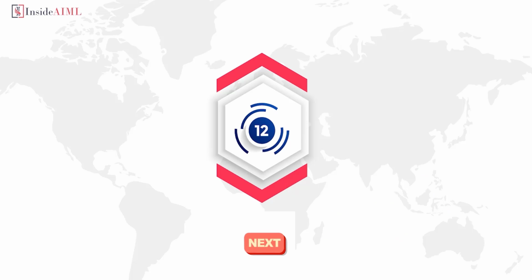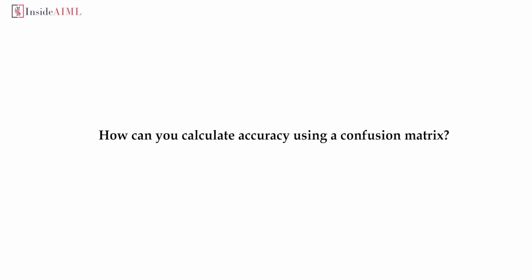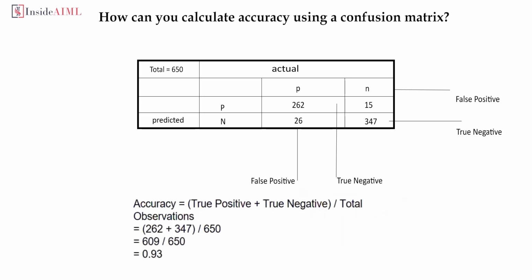So let's get started. The question is, how can you calculate the accuracy using a confusion matrix? Now, as you all know about a confusion matrix, it has four kinds of values: false positive, false negative, true positive, and true negative. So to find the accuracy, you need to get all the accurate answers divided by all the answers. So the formula for accuracy will be true positive plus true negative divided by the total number of predictions.